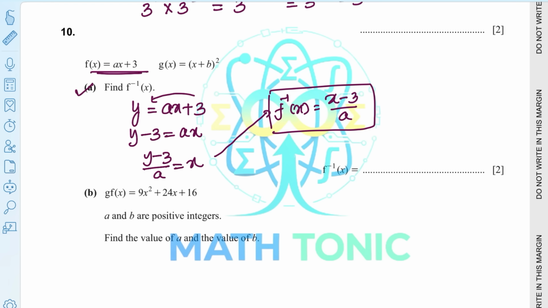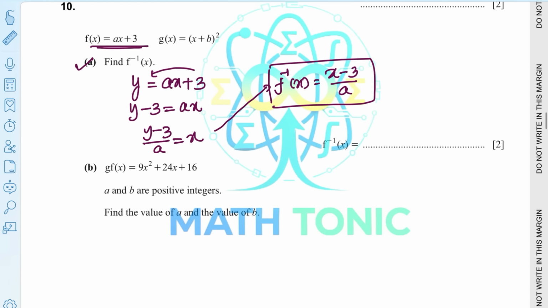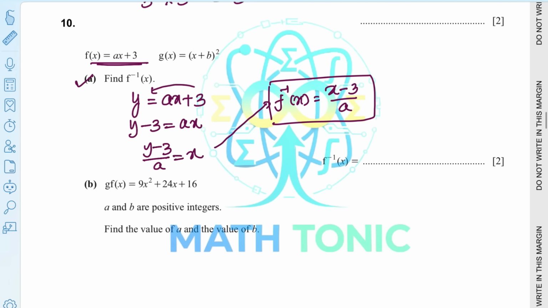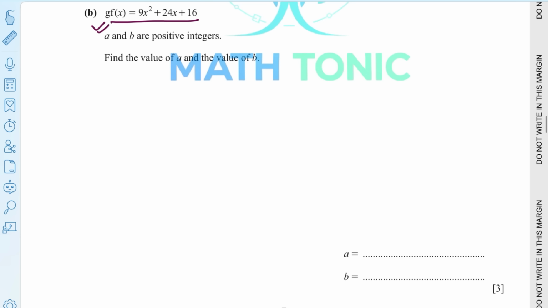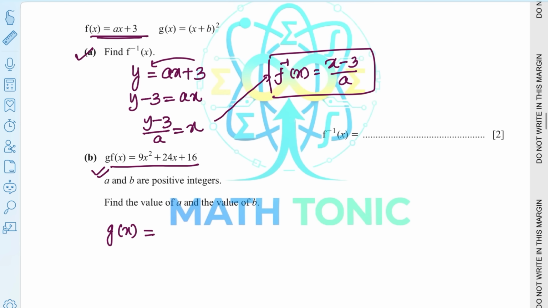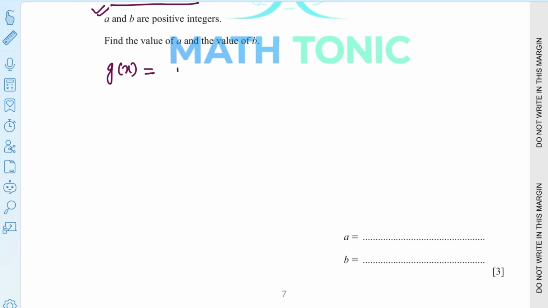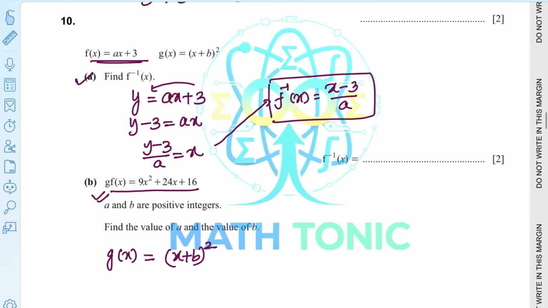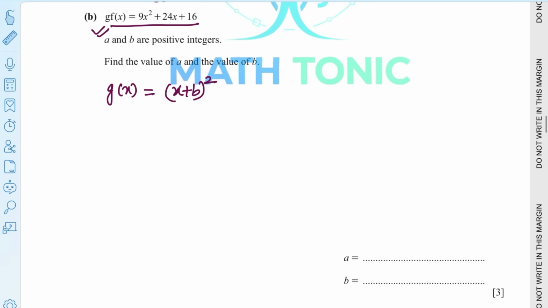Okay, yes. Next question is, gf(x) equals 9x squared plus 24x plus 16. a and b are positive integers. Find the value of a and b. This is a tricky question, and this is a question of composite function, a function followed by a function. In that case, always start from the outer function. We have g(x). What is g(x)? It is (x plus b) squared.